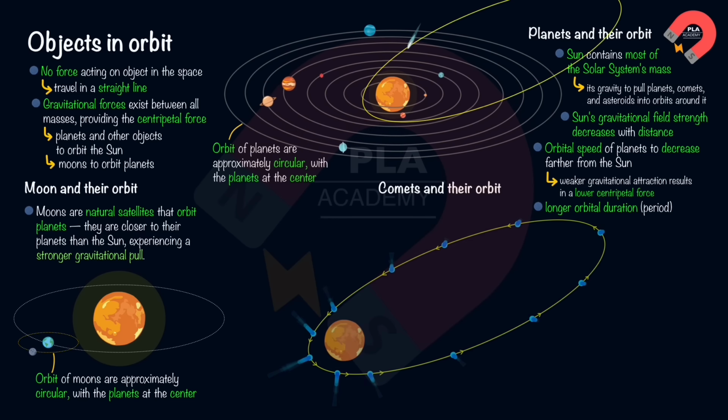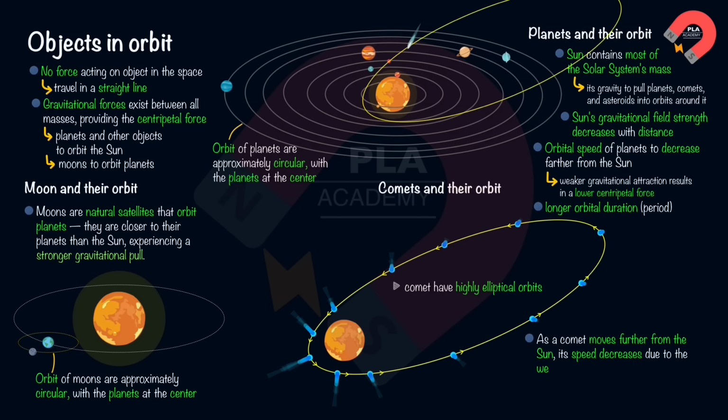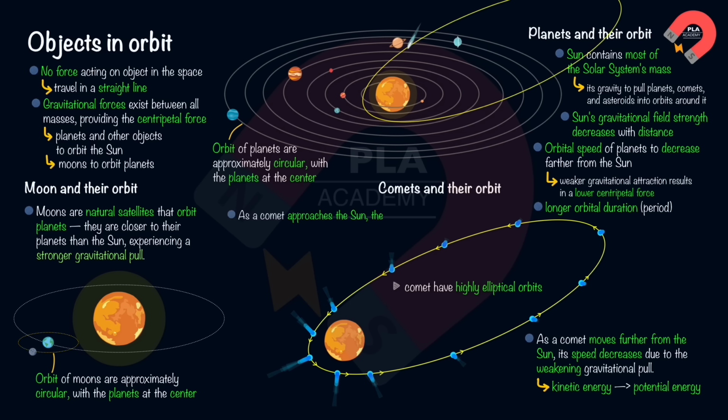Comets and their orbit. Comets have highly elliptical orbits, meaning they are elongated compared to planets that have nearly circular orbits. As a comet moves further from the Sun, its speed decreases due to the weakening gravitational pull. At this point, some of its kinetic energy converts into potential energy. As the comet approaches the Sun, the gravitational pull increases, causing the comet to speed up as it gains translational kinetic energy. This happens because some of its potential energy converts back into kinetic energy.